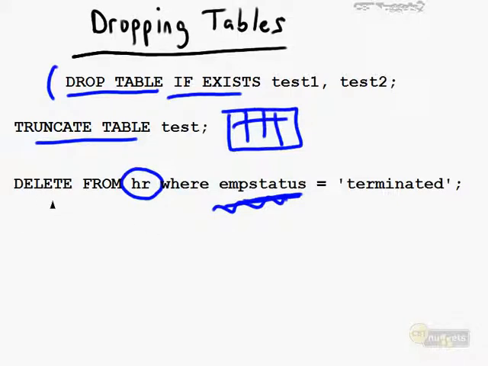So this statement, delete from HR where emp status equals terminated, is going to essentially, to put it in layperson's terms, remove every record in that database or in that table, HR table, for a terminated employee.